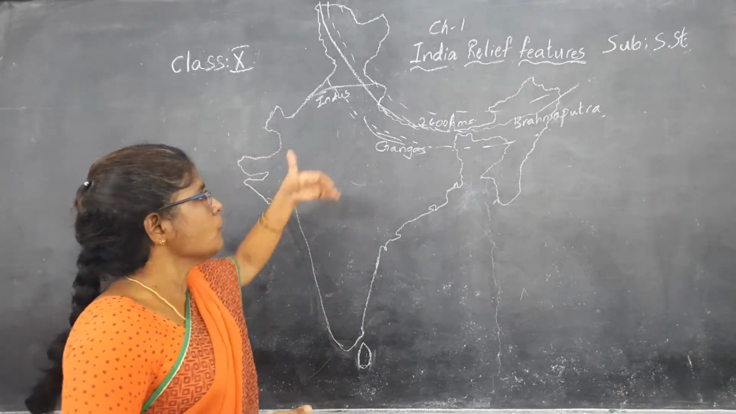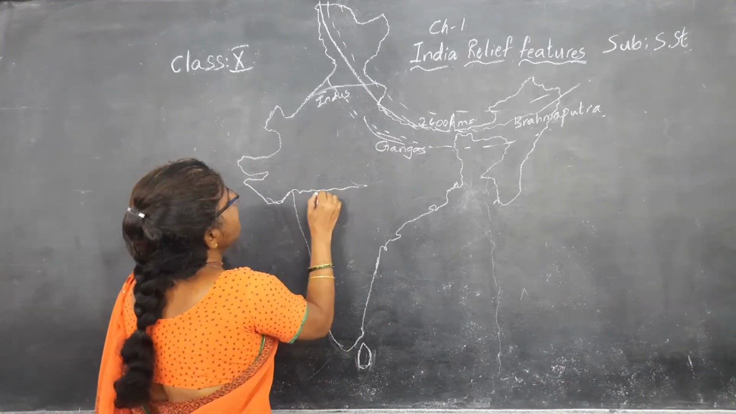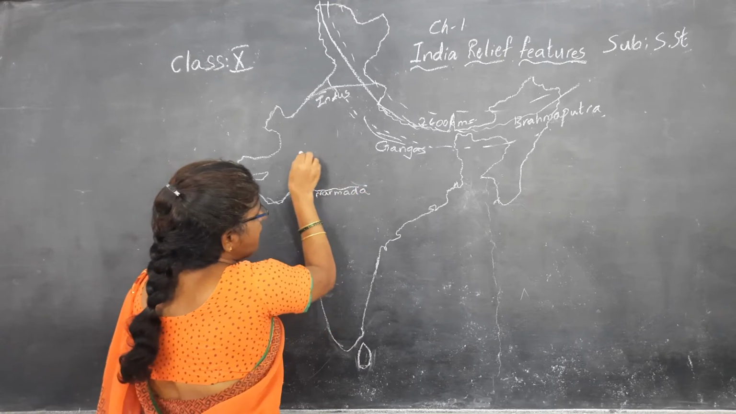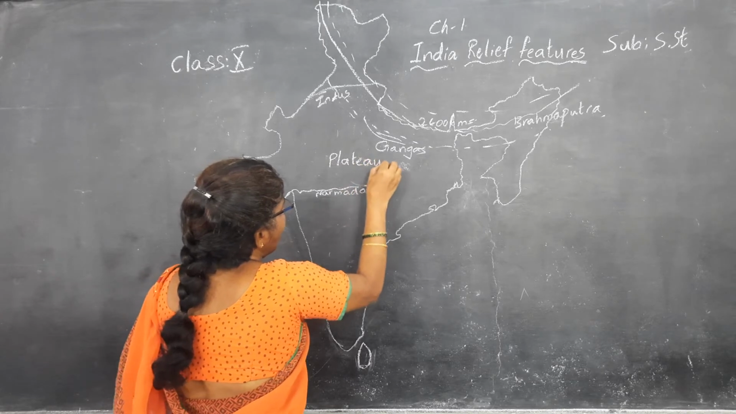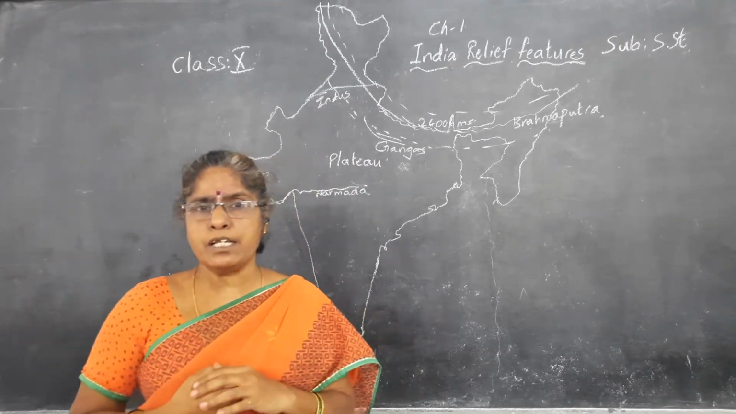Then next, to the south of this Ganges and north of the Narmada river, we have a plateau region here. We call this the peninsular plateau.